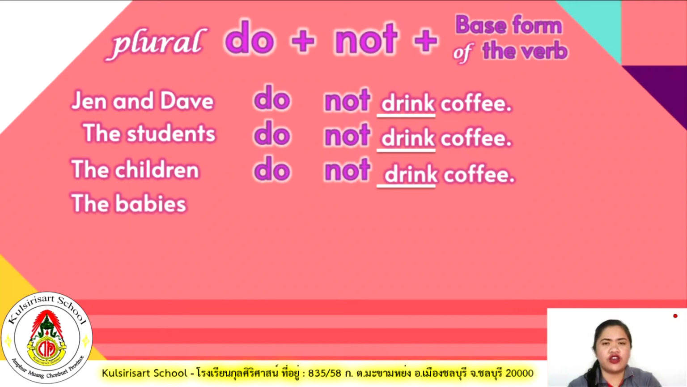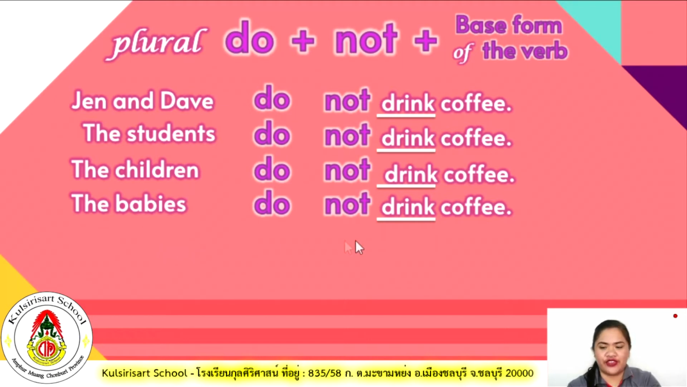So we have here another example. The babies. Again, the babies, and then do not drink coffee. Now, let's read the example sentences using the do not negative form of sentence. We have here, Jen and Dave do not drink coffee. The students do not drink coffee. The children do not drink coffee. And the babies do not drink coffee.